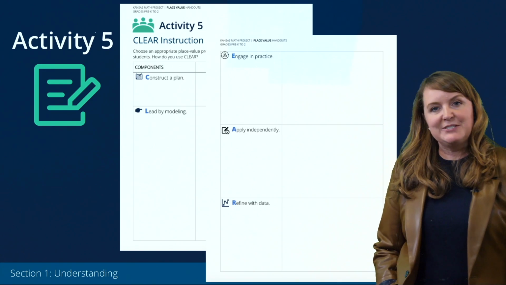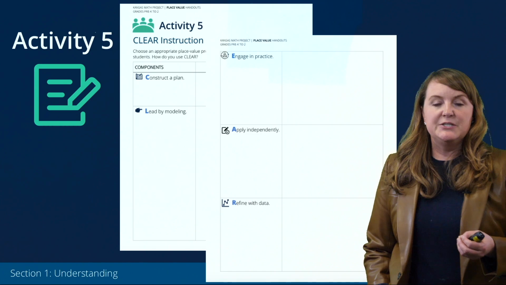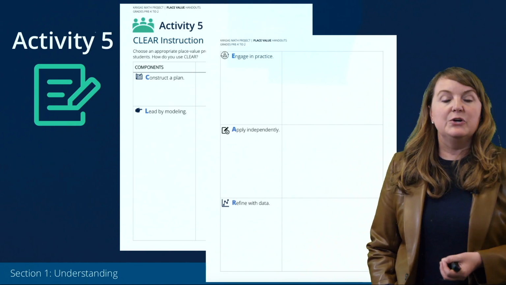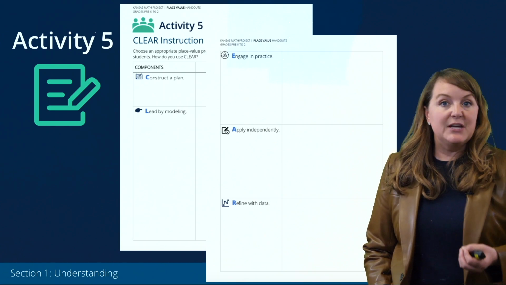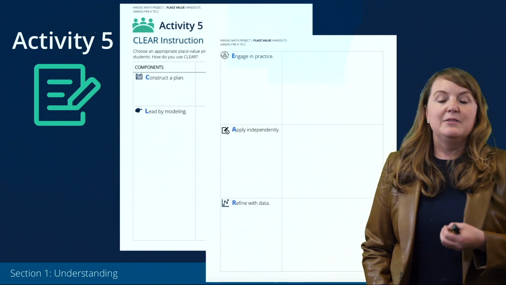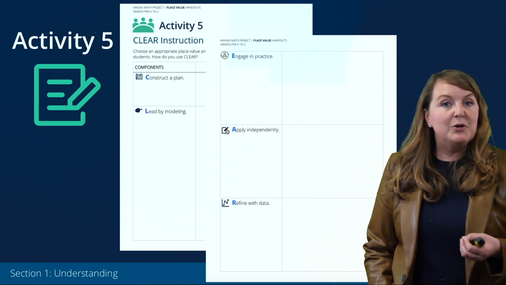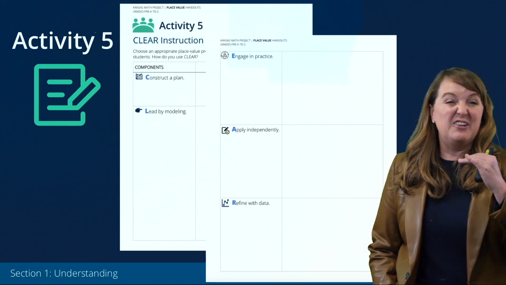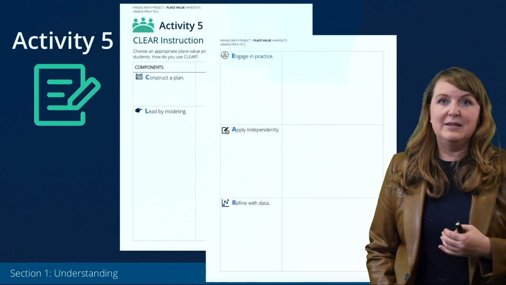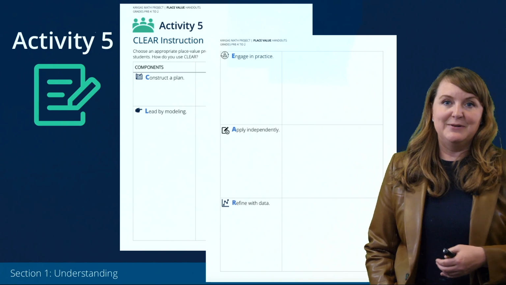So that brings us to Activity 5. Here I'd like you to choose something that your students need to do related to tens and ones. Then you're going to construct a plan, so think about the standards that would be important for students to develop skill with. Then you're going to develop that lead by modeling. Then you're going to figure out how you are going to engage students in practice. What does that look like and sound like? How are you going to ask students to apply independently? And what kind of data are you going to collect so that you can refine with data?